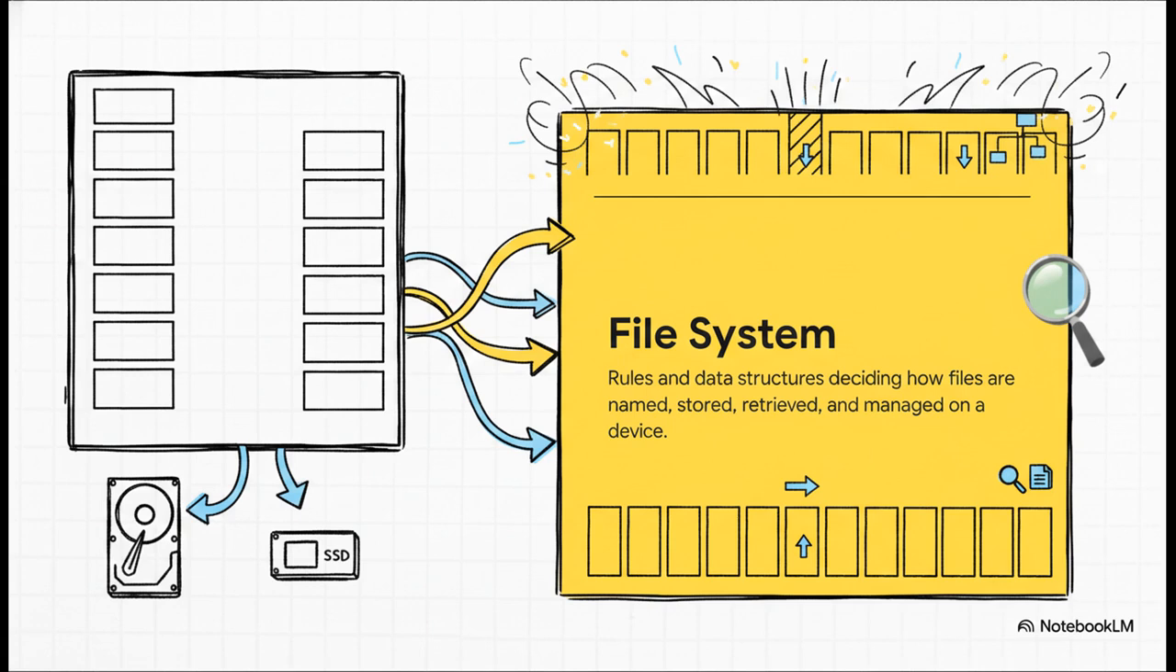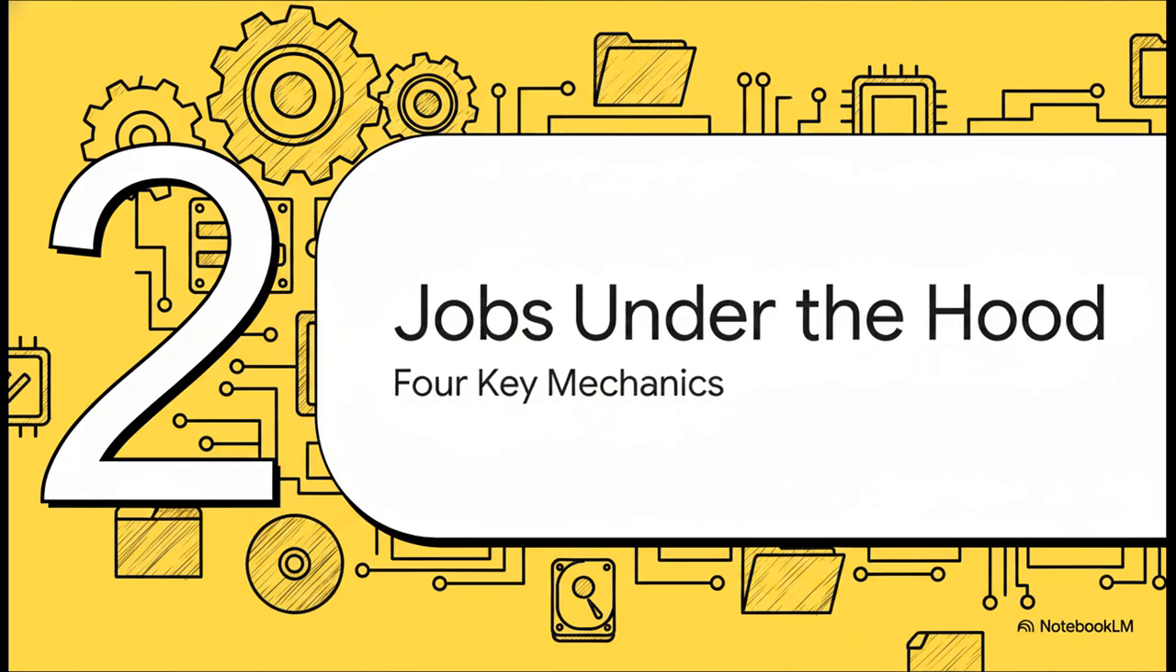The file system is the essential set of rules and data structures that brings order to that chaos. It tells the storage device exactly how files are named, stored, retrieved, and managed. Literally every single device you use, from your SD cards to your USBs and hard drives, needs one of these before it can store a single byte of data.